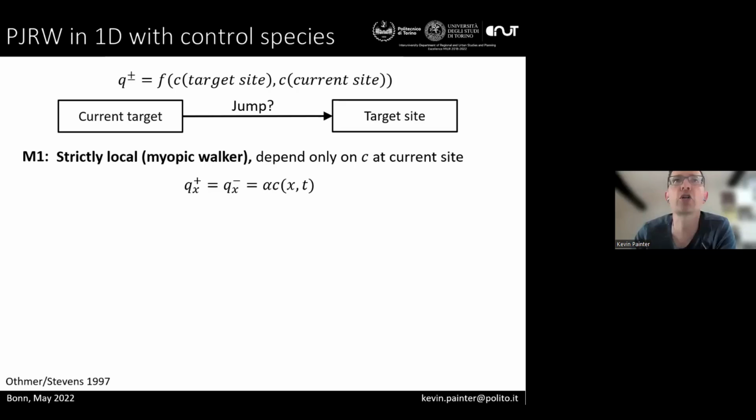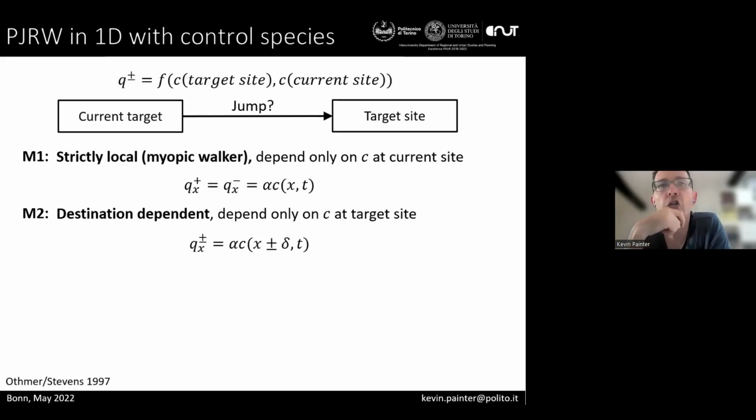Okay, and that's what we would call a strictly local or myopic walker. You just base your decision of whether to jump on the amount of C at your current location. You could also set up a destination dependent case, where it depends only on C at the target site. So you look at the target, you look at the amount of C there, and in the case of Q plus of X, you're going to jump there according to the size of alpha C at X plus delta, and vice versa for jumping left. That would be a destination dependent case.